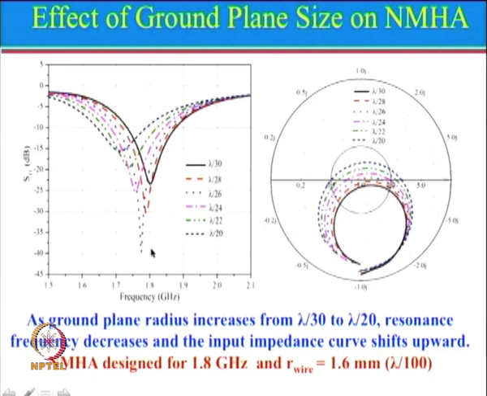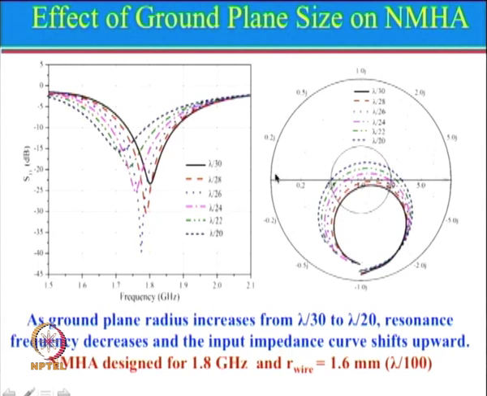Now let us see what we actually notice. For lambda by 30, you can see that the matching is fairly decent at 1.8 gigahertz. But as we increase the size of the ground plane, one can see that the frequency is reducing. In fact, we can write here: as the ground plane radius increases from lambda by 30 to lambda by 20, the resonance frequency decreases, which is kind of obvious if the ground plane size is large. If we increase the ground plane, then the effective length from the helical to this increases, hence the resonance frequency reduces.